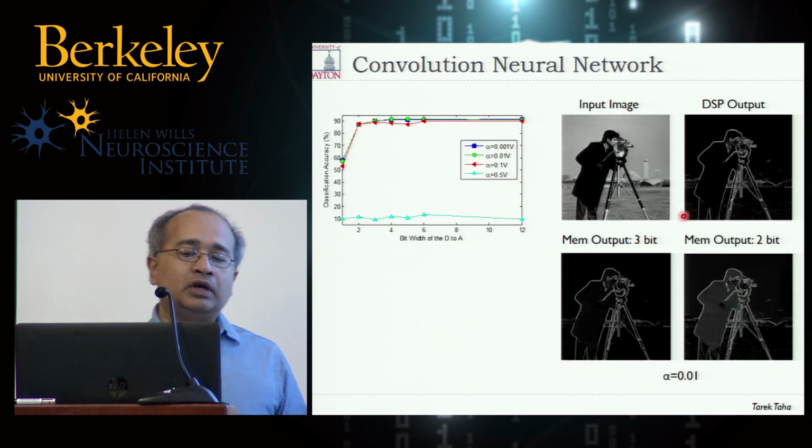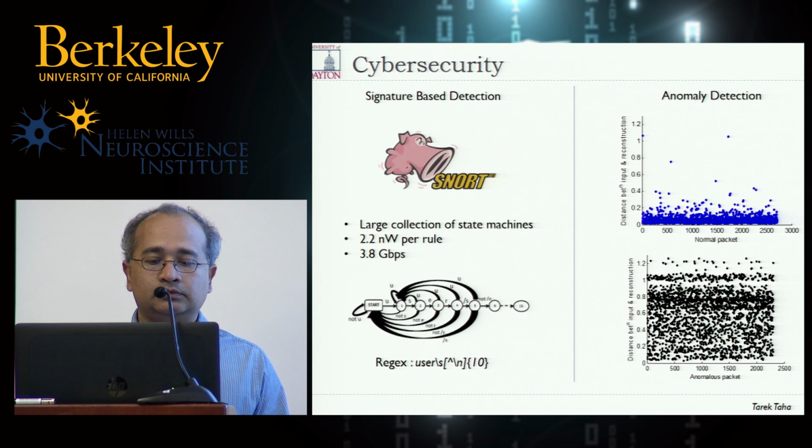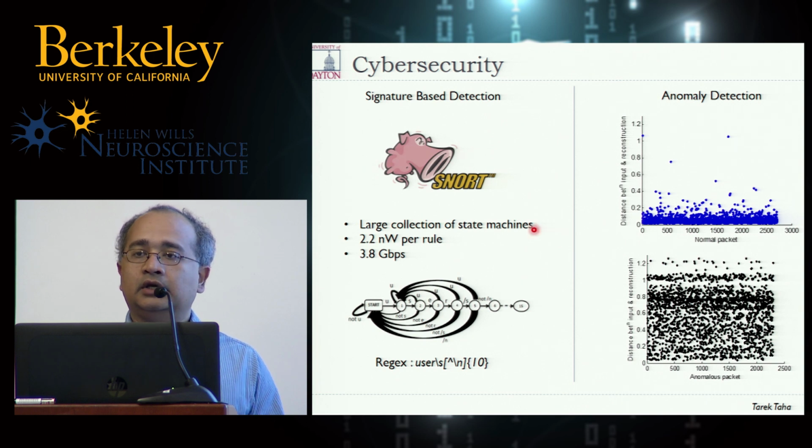I want to talk about a few more applications we did. We looked at implementing convolutional neural networks on the GPUs and on the memristor crossbar systems. This is just recognition. We haven't done the training part of it yet. We've also done some cybersecurity applications. We implemented signature-based Snort detection by implementing all of the state machines that you see in your Snort rules using memristor crossbar systems.